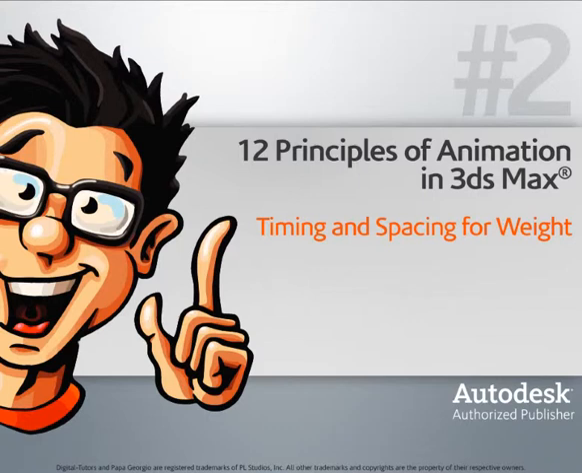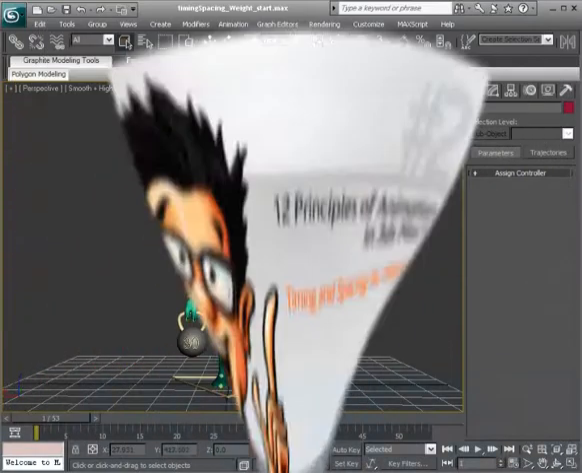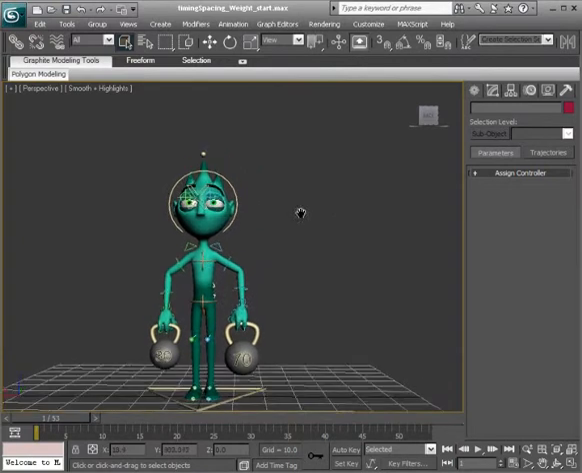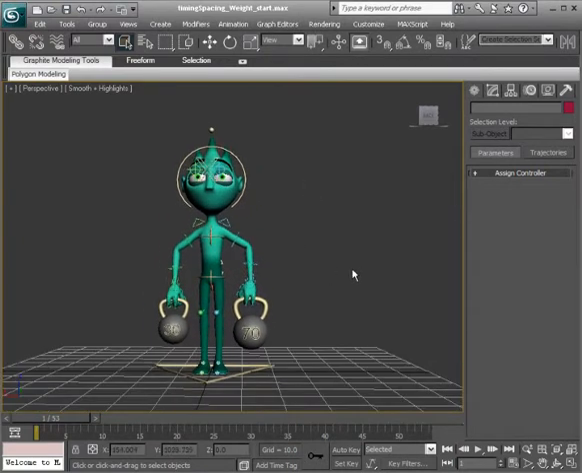Timing and spacing in animation. The scene is called Timing, Spacing, Wait, Start in your project files directory.